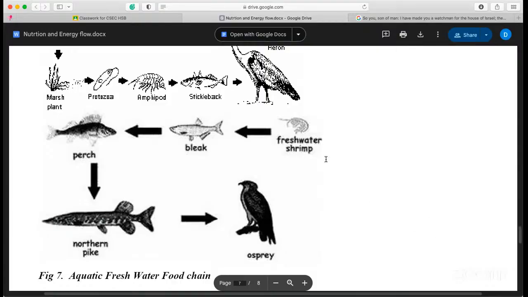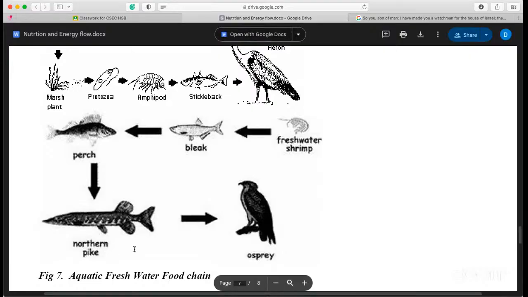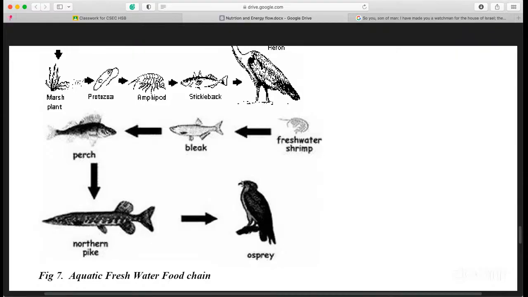For example, look at this chain. We have the freshwater shrimp. This chain didn't start at a producer, but it started at the shrimp. But we know the shrimp will eat some sort of supply. We start at the shrimp here, and then we go to the bleak, the perch, the northern pike, and the osprey. I would have mentioned to you before that in aquatic systems, there are sometimes birds at the end of it, and it's because birds will eat the aquatic life.